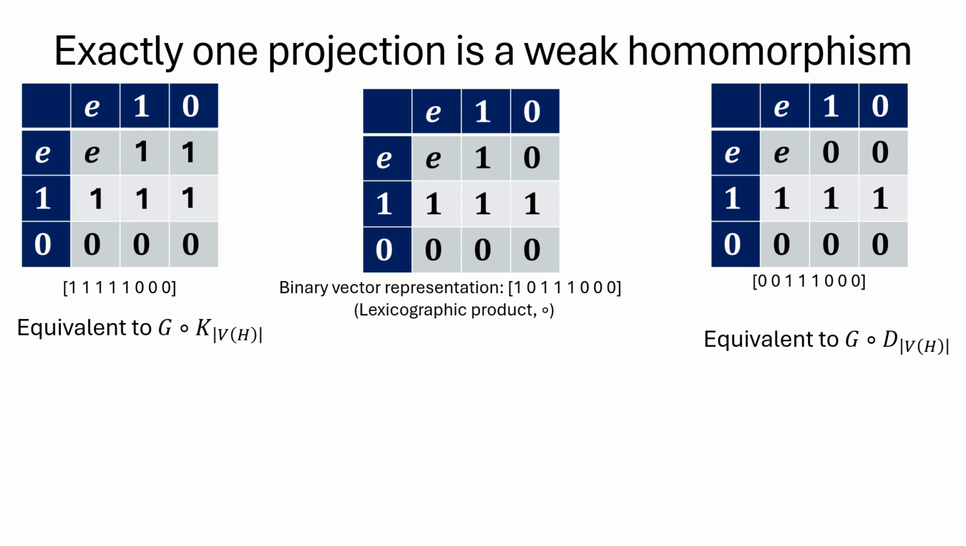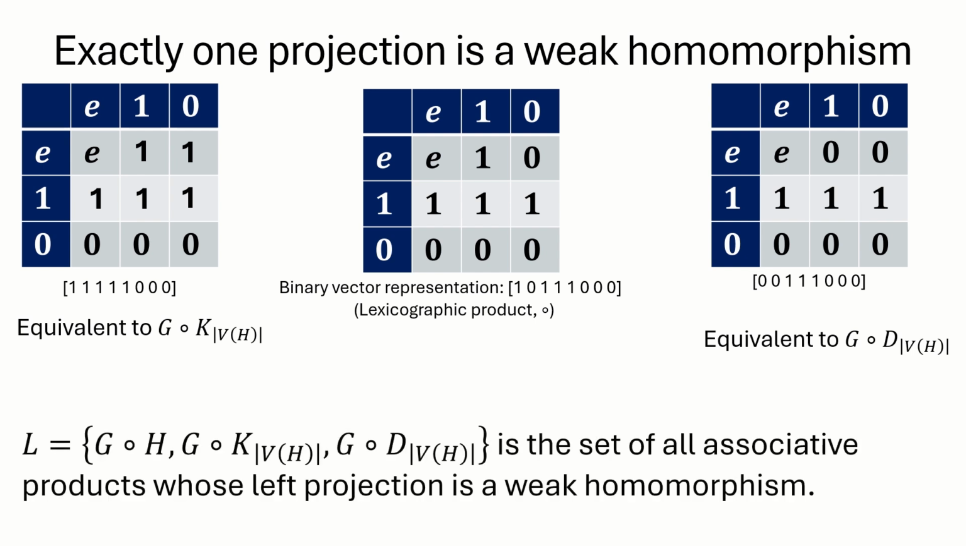The first product shown here is simply the lexicographic product of the left factor graph with a complete graph on the same number of vertices as the right factor graph. These only depend on the structure of the left factor graph, and that's what makes them uninteresting. Only the lexicographic product depends on the structure of both factor graphs. We can denote the set of these 3 associative products whose left projection alone is a weak homomorphism by capital L.